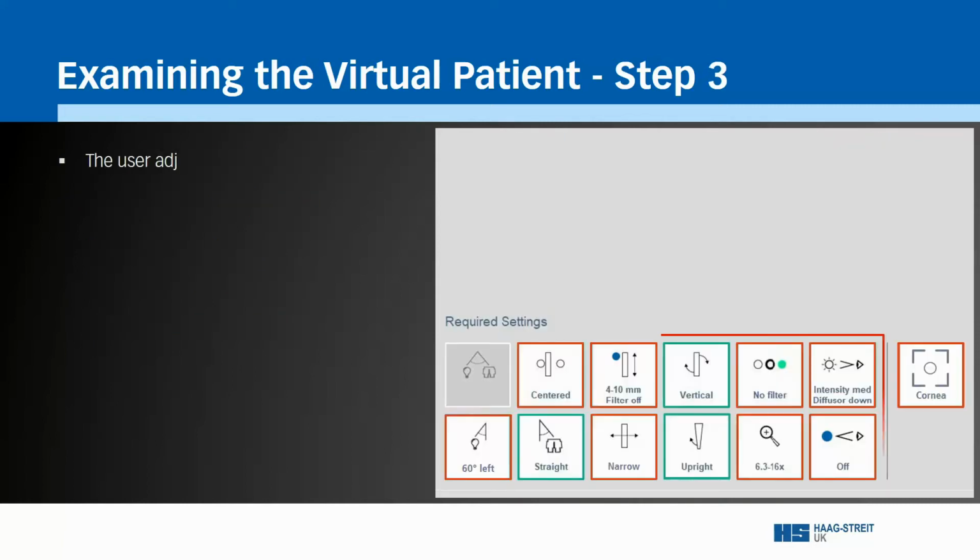Start by adjusting the basic settings, the ones you can set without necessarily looking through the microscope. Some settings may already be in place, depending on how the previous user left the system set up. A green surround signifies a correct setting, a red one needs adjusting, and if a particular setting is not required, it will be greyed out.